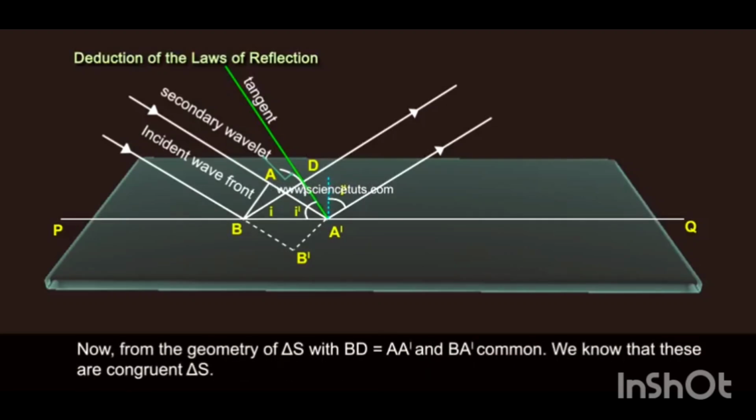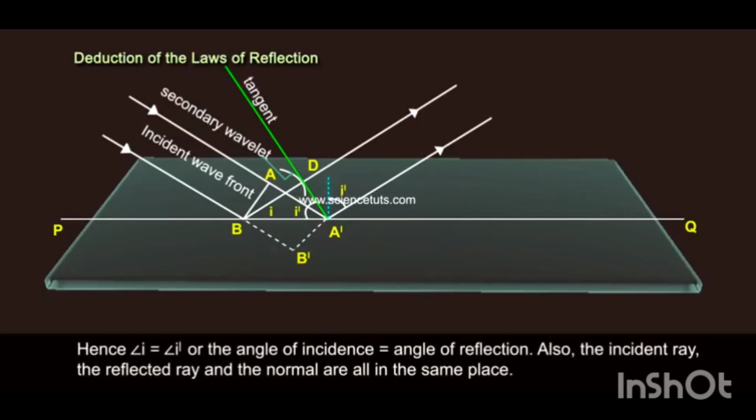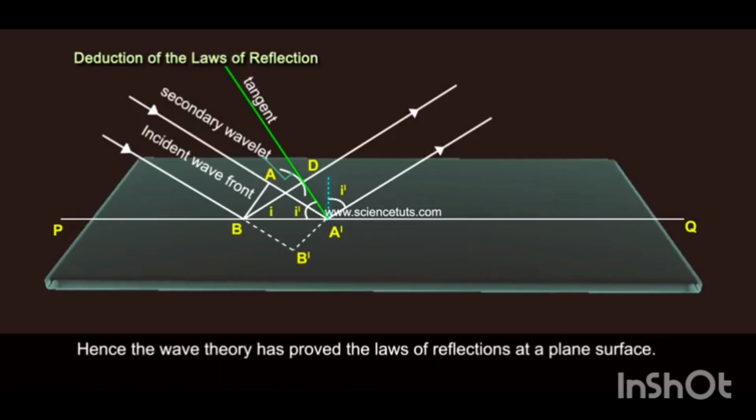Now, from the geometry of triangles with BD equal to AA' and BA' common, we know that these are congruent triangles. Hence, angle i equals angle i', or the angle of incidence equals the angle of reflection. Also, the incident ray, the reflected ray and the normal are all in the same plane. Hence, the wave theory has proved the laws of reflection at a plane surface.